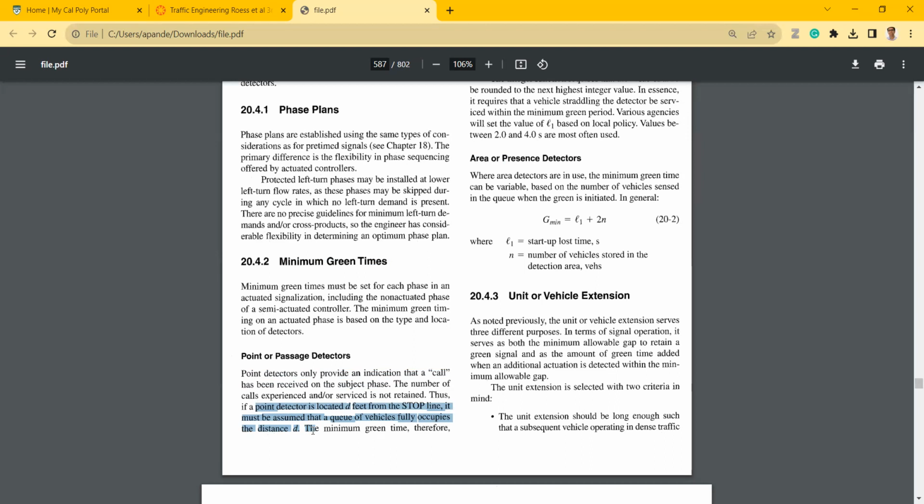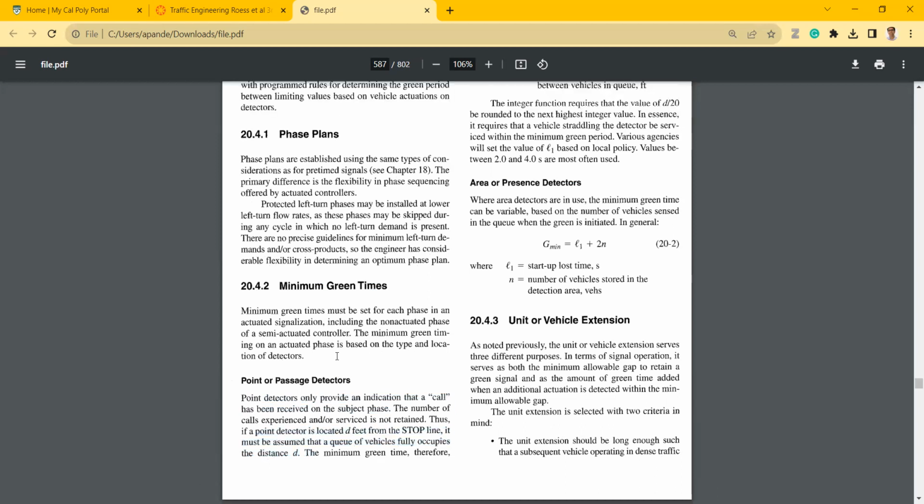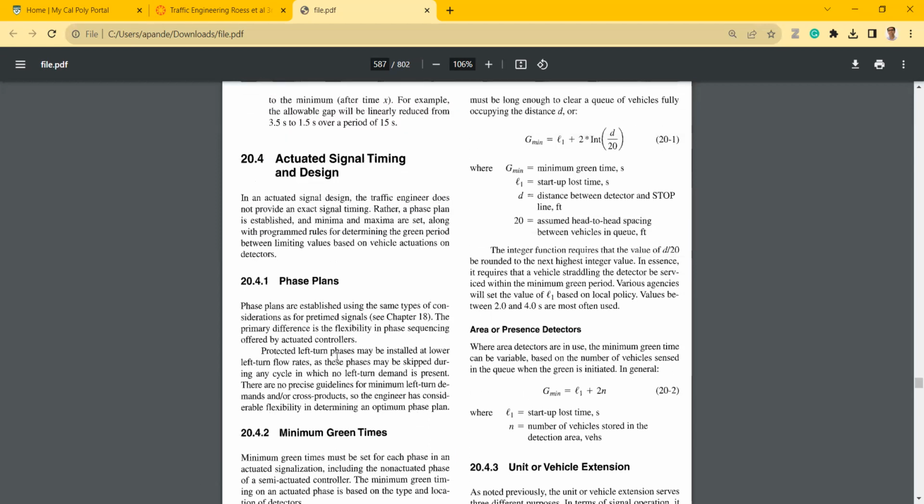But then a lot of your detection actually happens nowadays based on cameras, right? And those camera-based detectors, you could shift them. You can change your D rather easily because you can decide where the camera's detection zone is going to be, so you have some more flexibility there. So your G minimum should be long enough to clear a queue of vehicles fully occupying the distance D. And this is what that G minimum looks like. G minimum is equal to L1 plus 2 times INT of D over 20.